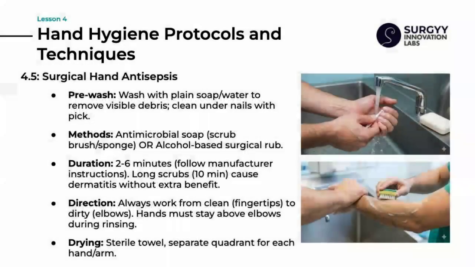Surgical hand antisepsis is a more intensive process than routine washing. The pre-wash phase involves washing with plain soap and water to remove visible debris and using a nail pick to clean under the nails. Methods for the main antisepsis include using antimicrobial soap with a scrub brush or sponge, or using an alcohol-based surgical rub. The duration should be between 2 to 6 minutes, following manufacturer instructions. Notably, long scrubs of 10 minutes cause dermatitis without providing extra antimicrobial benefit.